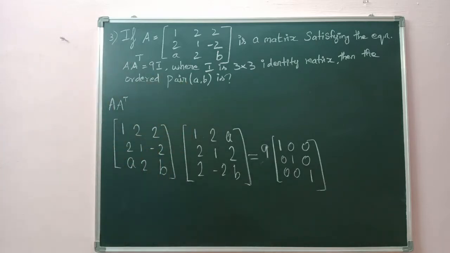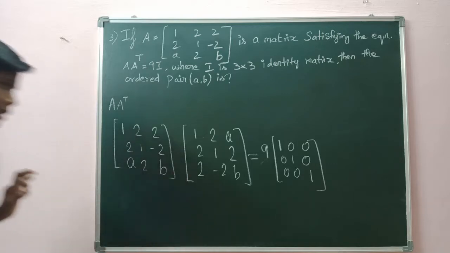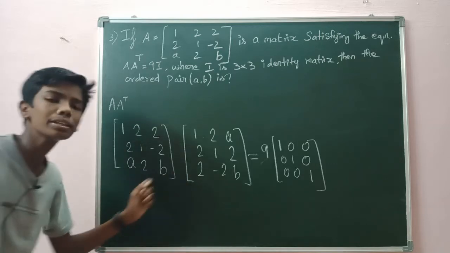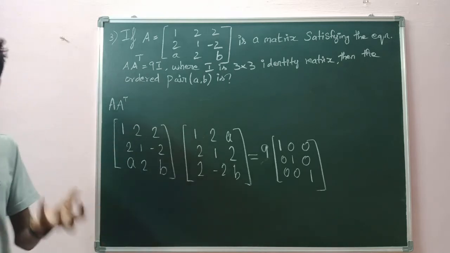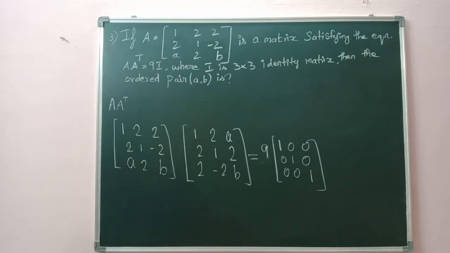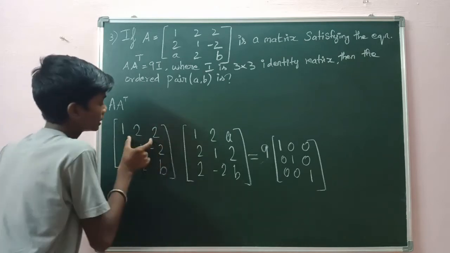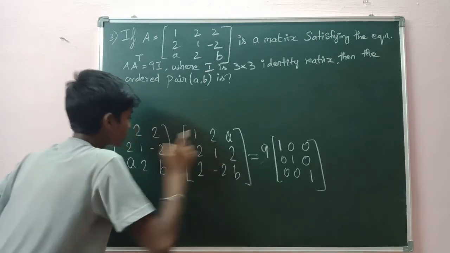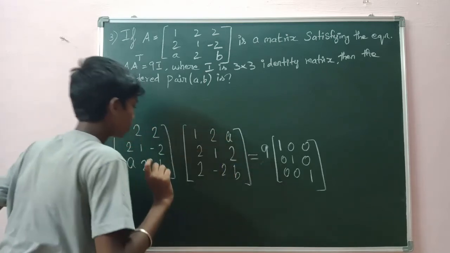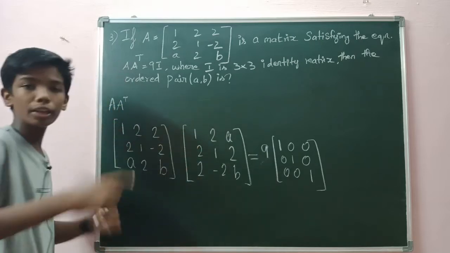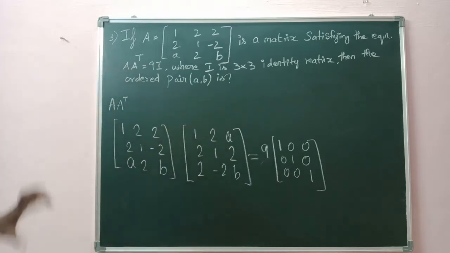So now, what you're supposed to do is try to multiply these two matrices first. How will you multiply these two matrices? Use your basic matrix multiplication technique. Listen carefully guys: first row into first column, first row into second column, first row into third column. Then you keep doing it like that, and that's how we multiply two matrices.